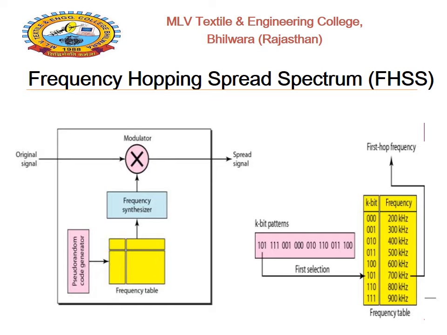The second diagram represents the k-bit pattern where 3 bits are present. So the total slots are given from 000 to 111. That is 8 slots, 2 raised to the power 3, where 3 is the number of bits. So the total 8 slots are present here, and every slot is related to a particular frequency. In the diagram, 000 is related to 200 kilohertz, 001 is related to 300 kilohertz, up to 111, which is related to 900 kilohertz.